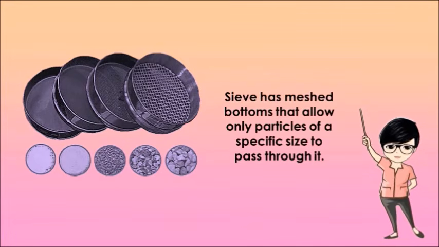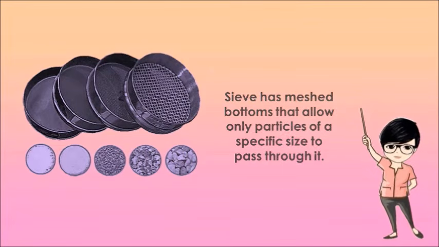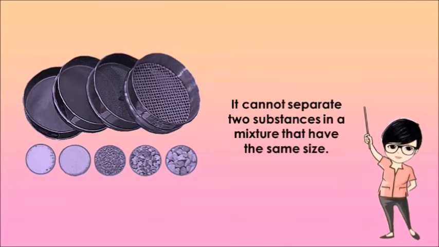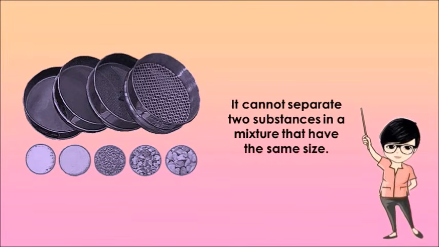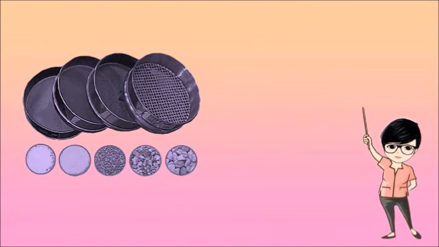Sieve has meshed bottoms that allow only particles of a specific size to pass through it. It cannot separate two substances in a mixture that have the same size. For example, it cannot separate a mixture of chalk powder from flour.